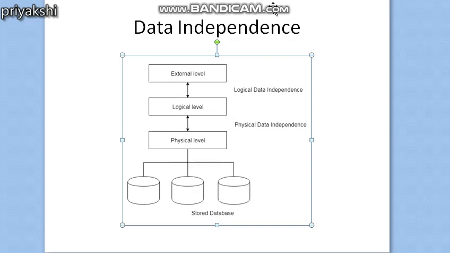Data independence is defined as the capacity to change the schema at one level of a database system without having to change the schema at the next higher level. So data independence can be of two types. As you can see, one is logical data independence and the other is physical data independence.